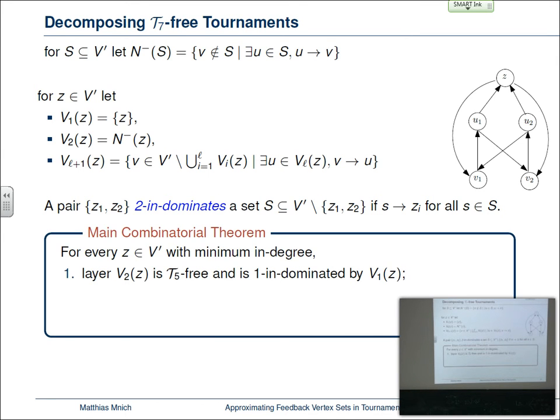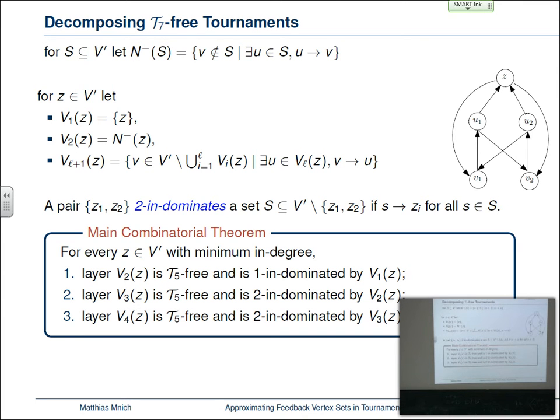And the main combinatorial theorem that we prove is this. The first layer, of course, consists of a single vertex, so it's T5-free. The second layer is also not too hard to show to be T5-free, and of course, since there's only one node in the first layer, it's one-in-dominated. So that's easy. For the third layer, it becomes a bit more tricky, but we can still prove that it's T5-free and is two-in-dominated by the second layer. So there are two nodes in the second layer that are in-neighbors of all the nodes in the third layer. And here, of course, we need to use this structure that we have excluded, these 121 seven-node tournaments.